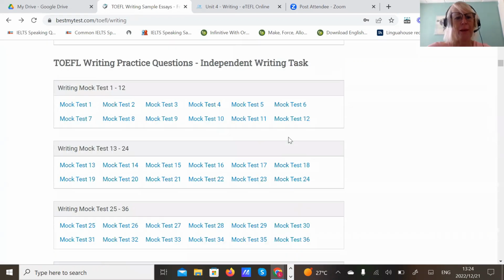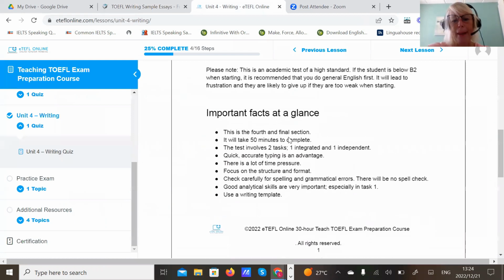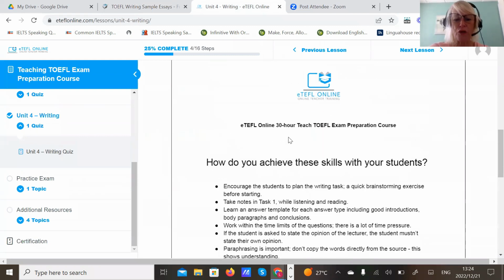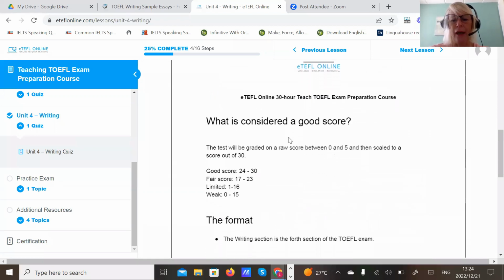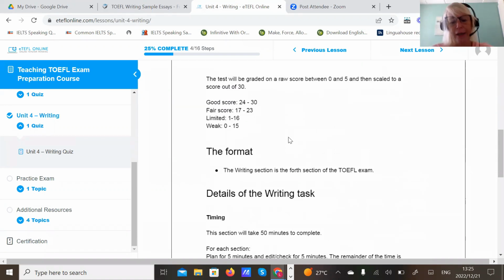Okay, so I'm going to go to the course material quickly before we wrap up. I've covered a lot of this. The raw score will be out of 5. Strangely enough, the raw score is out of 5, and then it will be scaled to a score out of 30. And you can see there what is considered to be a good score, over 24. But the initial essay score will be out of 5.